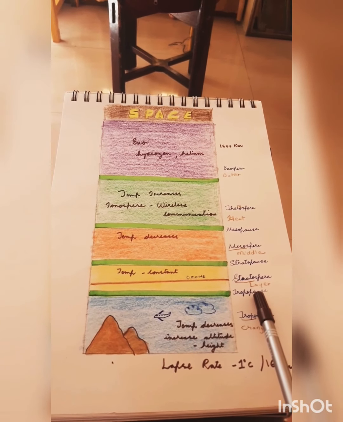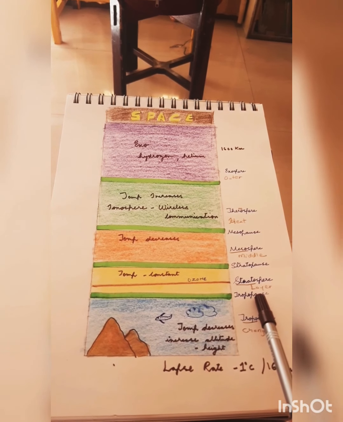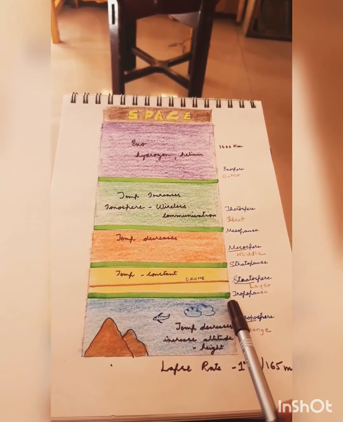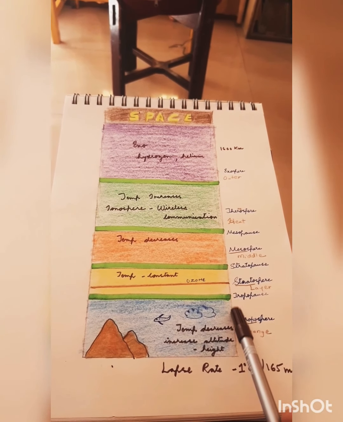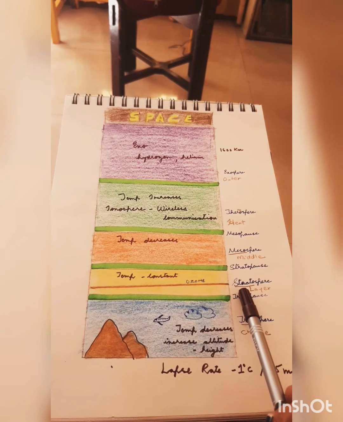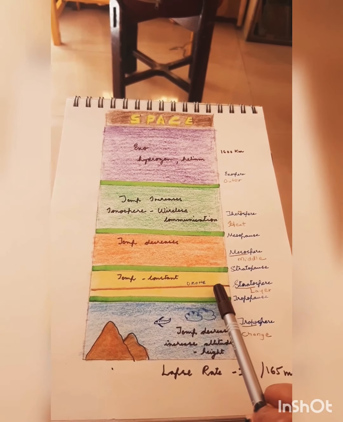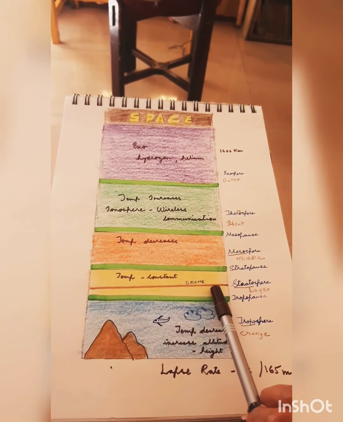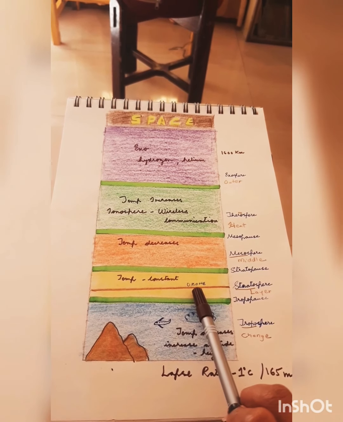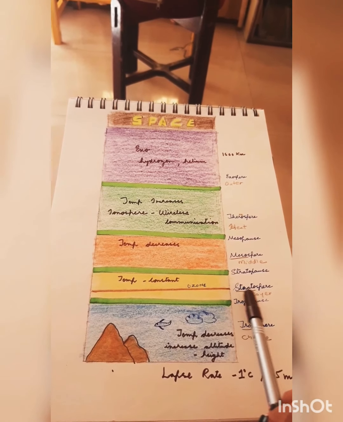The place where the stratosphere starts and the troposphere ends is called the tropopause. So this is the place where the two layers are separated. The stratosphere is the layer which also comprises the ozone layer. Here, the temperature almost remains constant. Strata means layers.